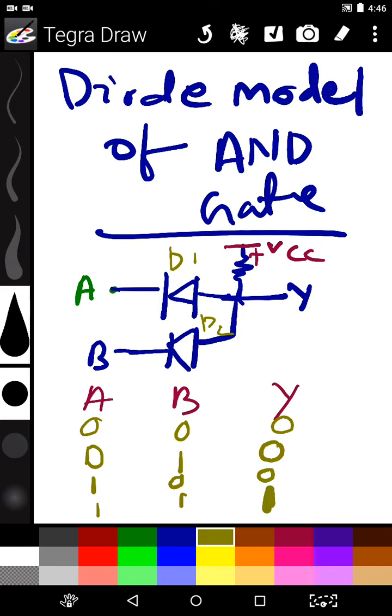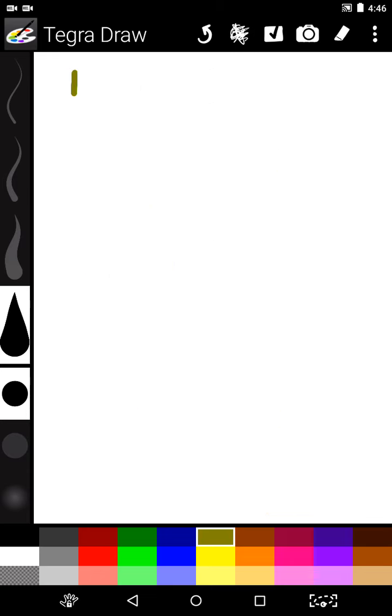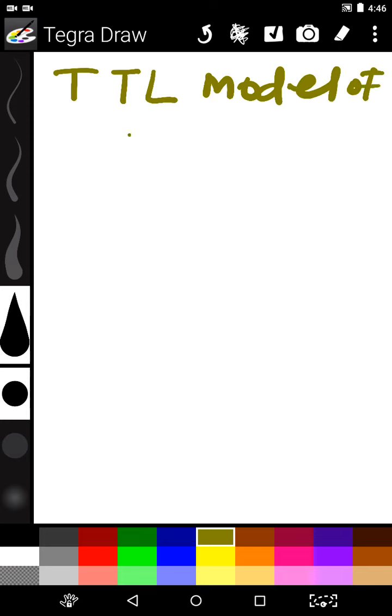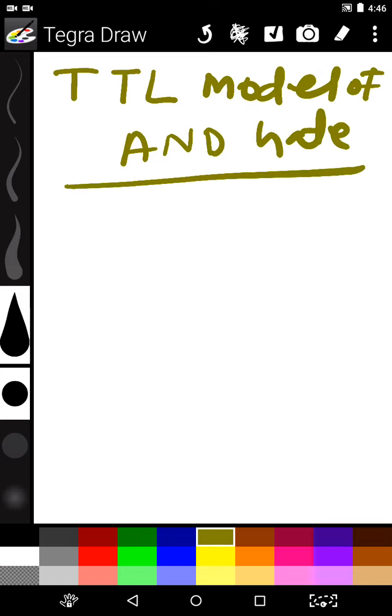Okay, now we will go for the transistor model. The transistor model of the AND gate, the TTL, transistor logic model of the AND gate. How can we represent the transistor model of the AND gate? Now watch.